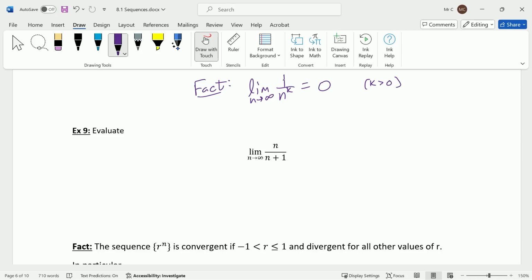So for this example, or in general, how I'll do that is multiply by 1 over the highest power of my variable in the denominator. And the highest power of the denominator is 1, so I'll multiply by 1 over n on the top and bottom. And I get 1 over 1 plus 1 over n. And now I know this term 1 over n goes to 0. So this is going to be just 1.